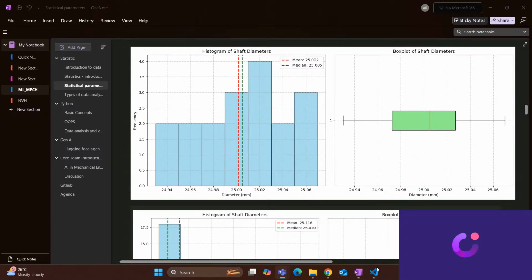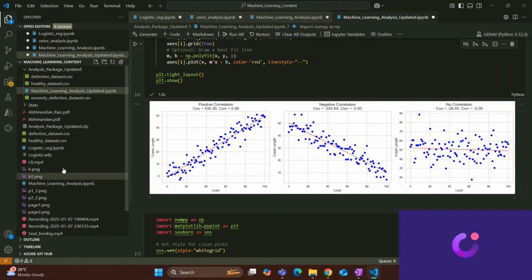I think I just showed you yesterday in the code. I think it should be somewhere here. Somewhere here, yeah.